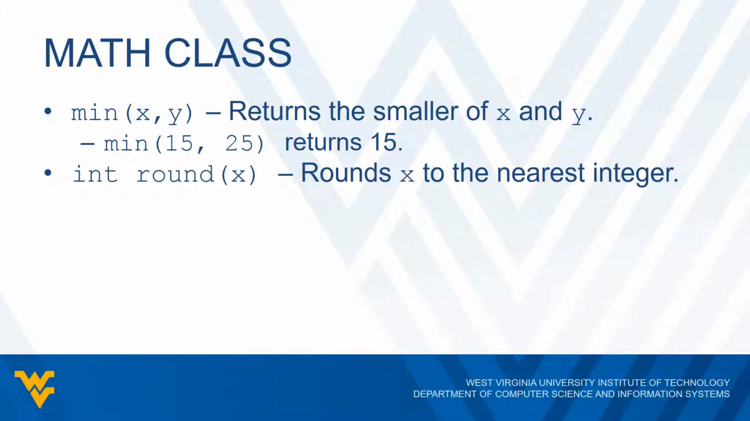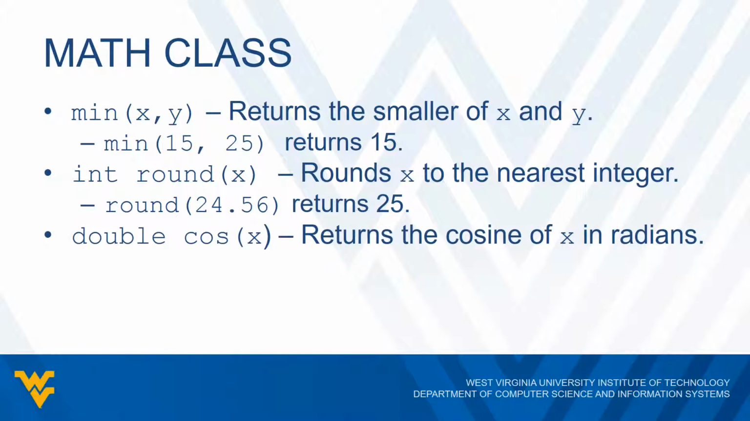The round method will take x and round it to the nearest integer. So just to give an example of that, if we take 24.56 and round it, it's going to give us 25. If we had 24.32, it would return a 24.